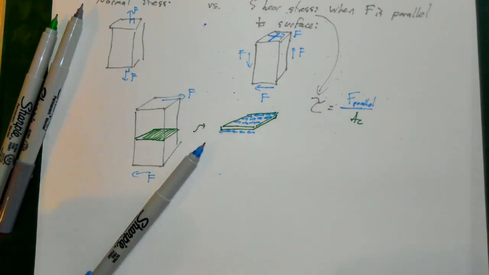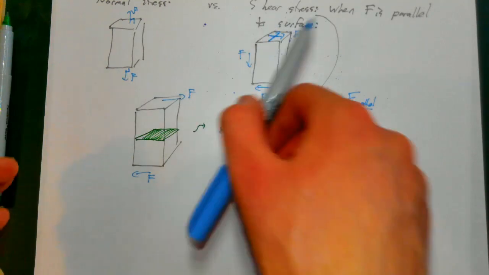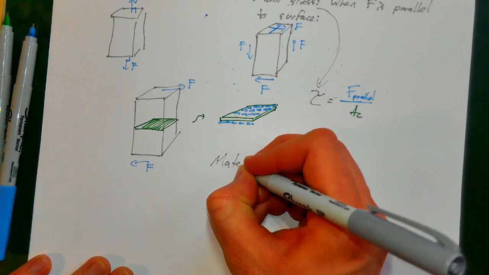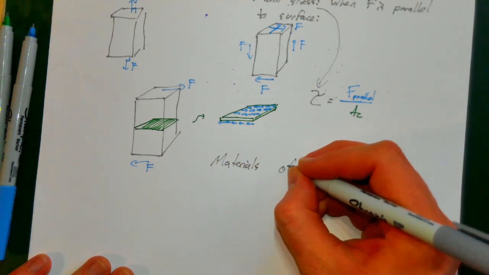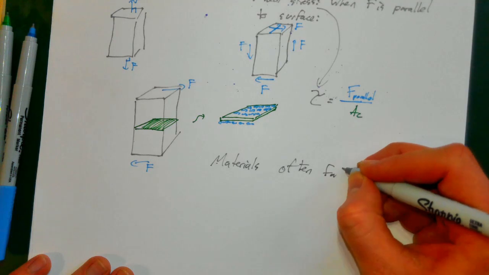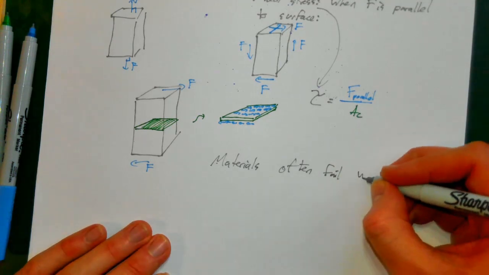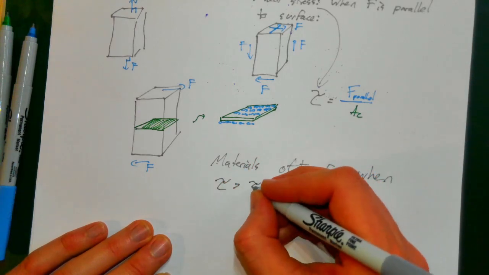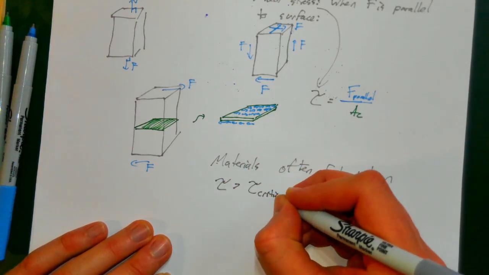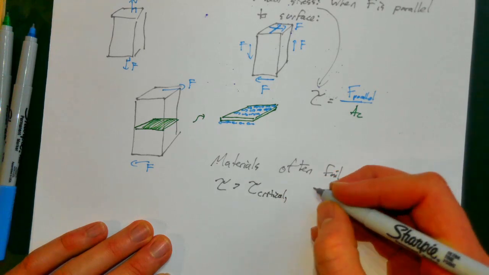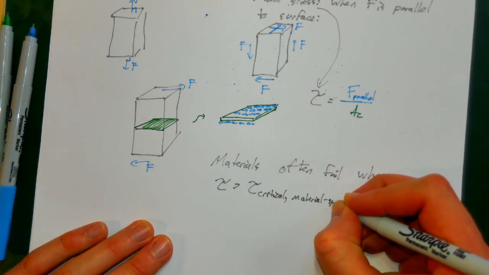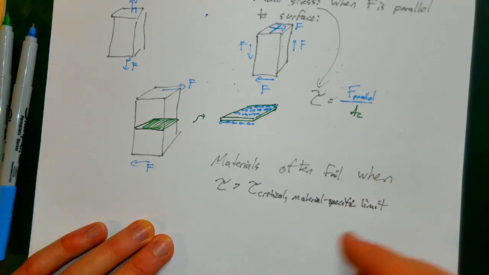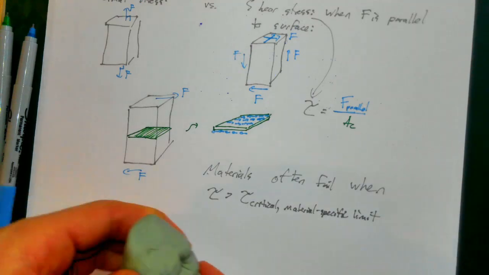All right, so why do we even care about shear stress? Well, materials often fail when shear stress is greater than some critical material-specific limit. So what does that mean?